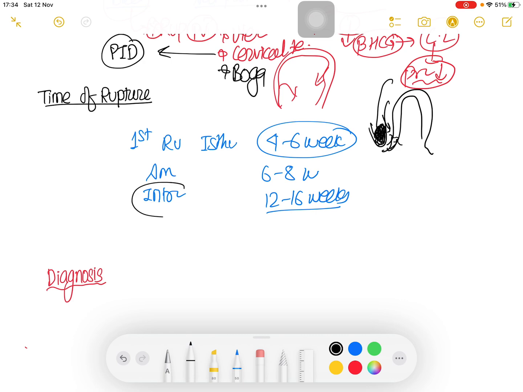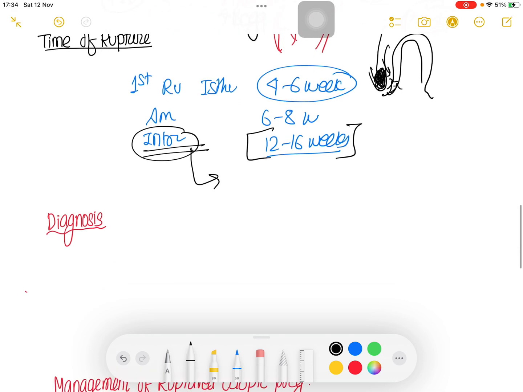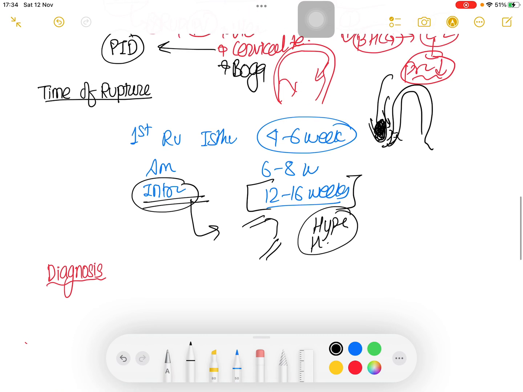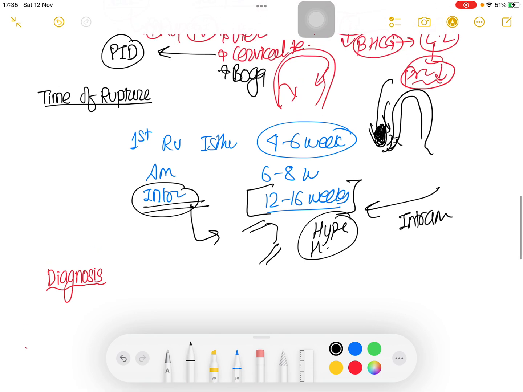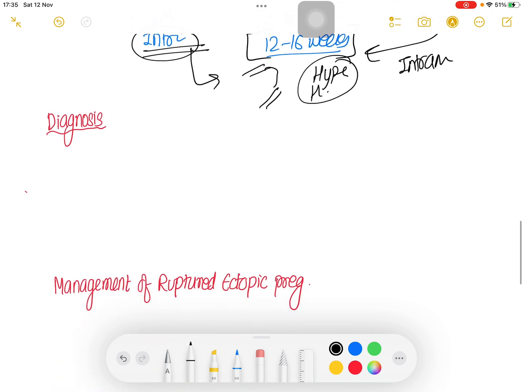Why there is an increased chance at a later stage in intramural ectopic pregnancy is that there will be uterine muscles, so that it can contract. There can be hyperplasia and hypertrophy of the muscle, so that it can carry the baby for a longer time. And if the rupture occurs, the intramural pregnancy has more complications after the rupture.